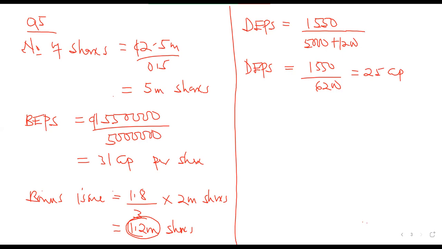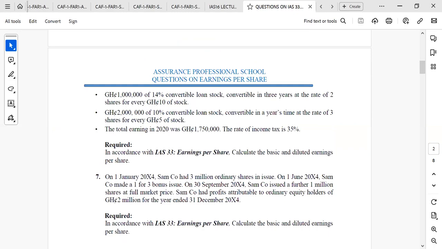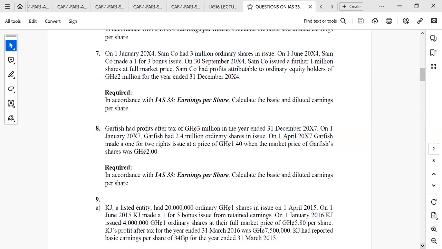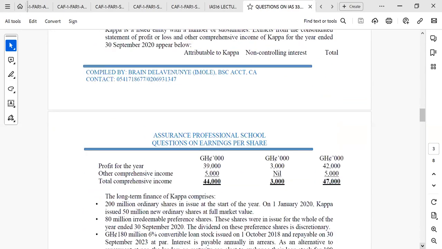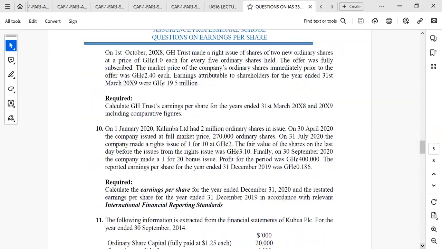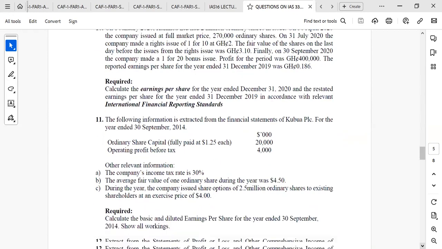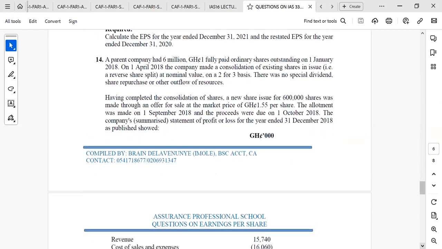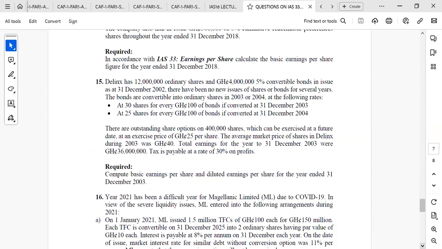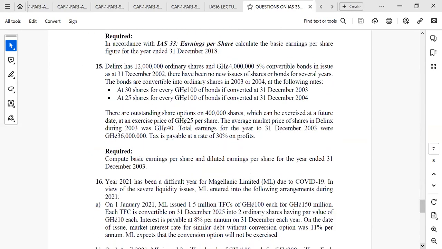Let's look at how we go about a convertible instrument. Okay, let me see. Let's pick two questions on convertible instruments in there. The time is not enough. If I want to pick a question prior to question 15.